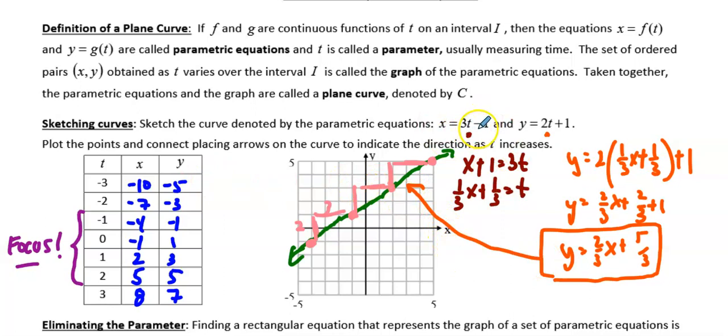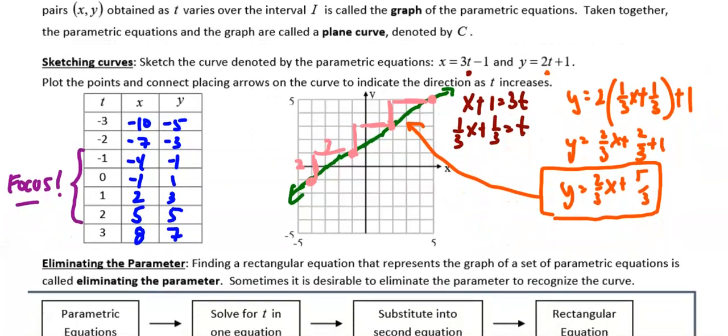So eliminating the parameter, eliminating the t, and then solving for y or x, or just getting an equation where we have just x's and y's, rectangular form, is going to give us what this actual solution would be. So this ends up being a line. And that's exactly what you guys see if we plot these points right here.